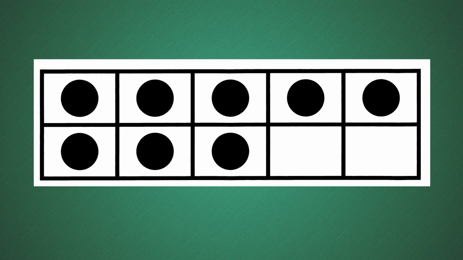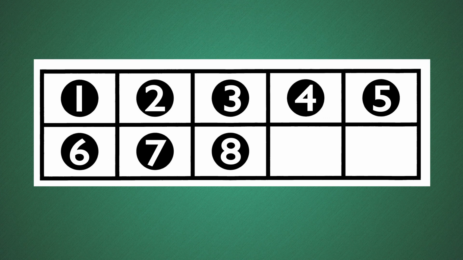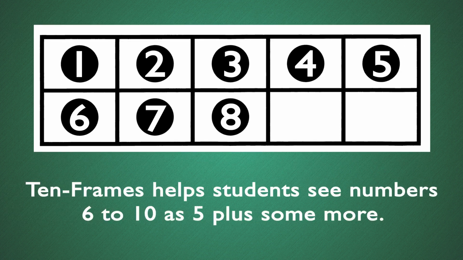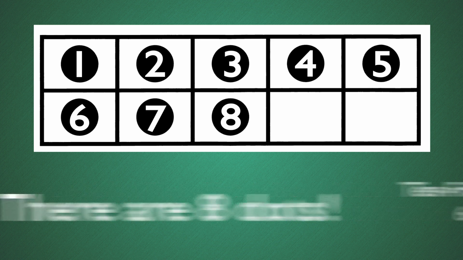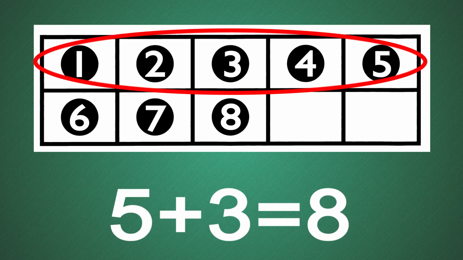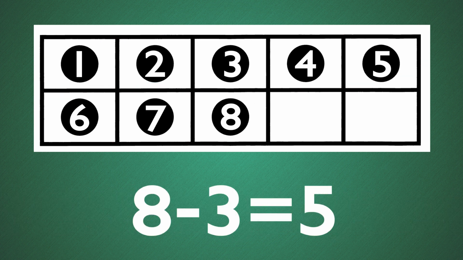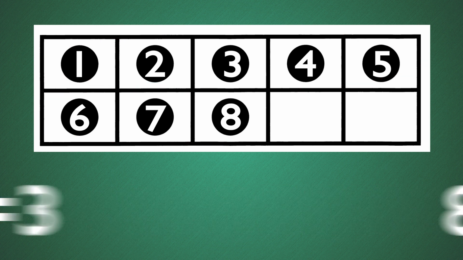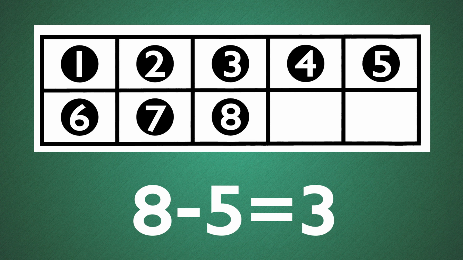This visual is called a 10 frame. As I present 10 frames, name the total number of dots. 10 frames help students see numbers 6 to 10 as 5 plus some more. For example, how many dots? 5 being one of 2 addends, 8 is. 8 minus 3 is equal to. 8 minus 5 is equal to.